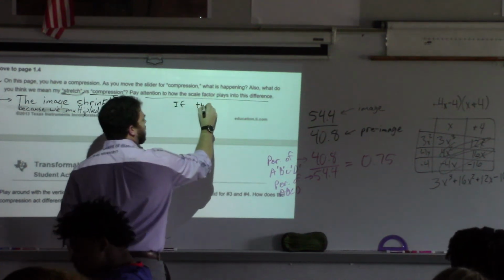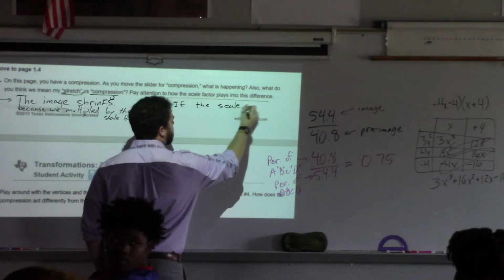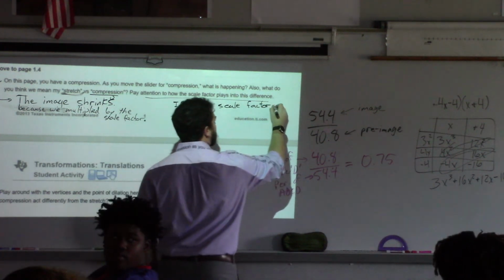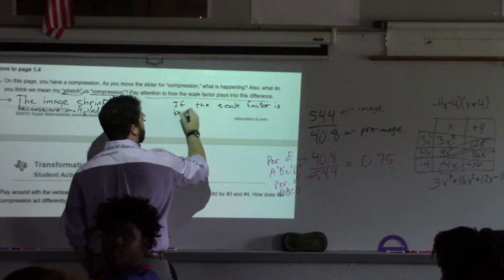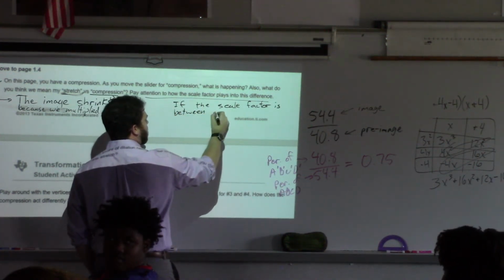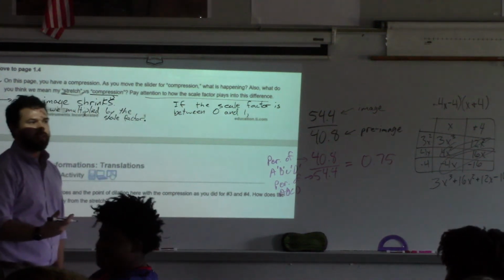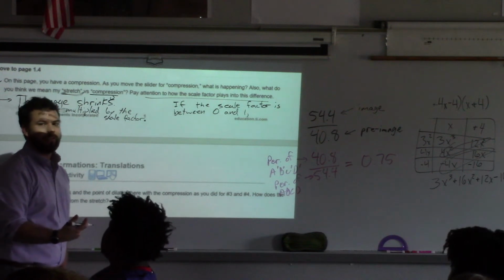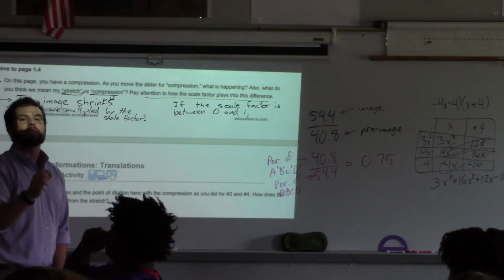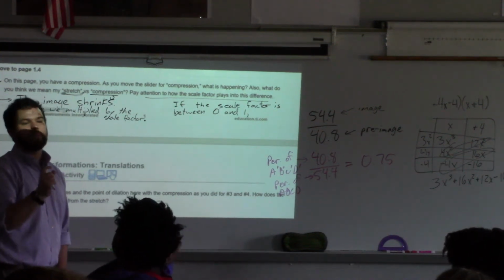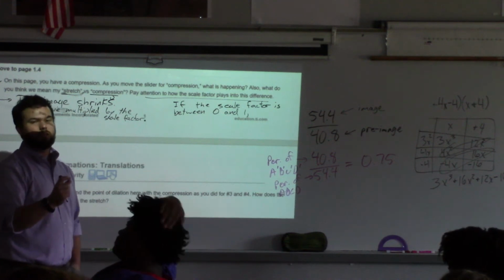If the scale factor is between 0 and 1, what kind of dilation is it? A rotation. I mean, reflection. No. If it's between 0 and 1, what type of dilation is it? Oh, stretch. I mean, compression.